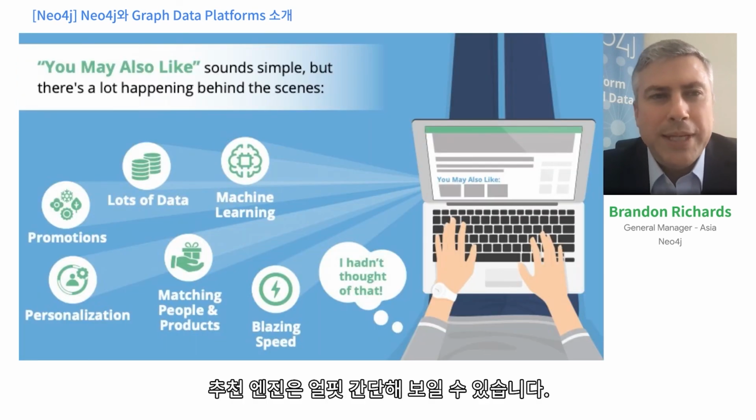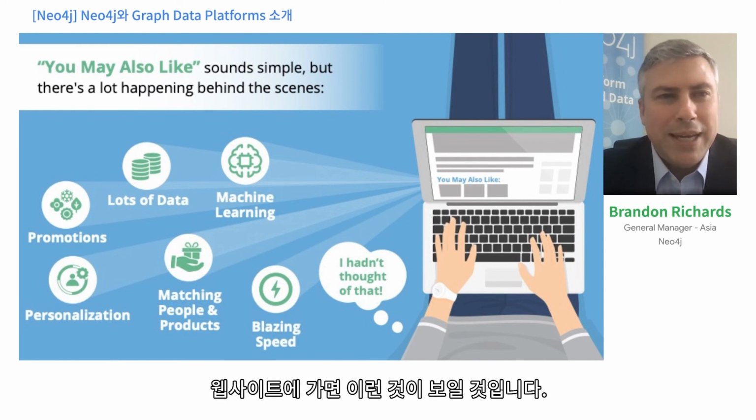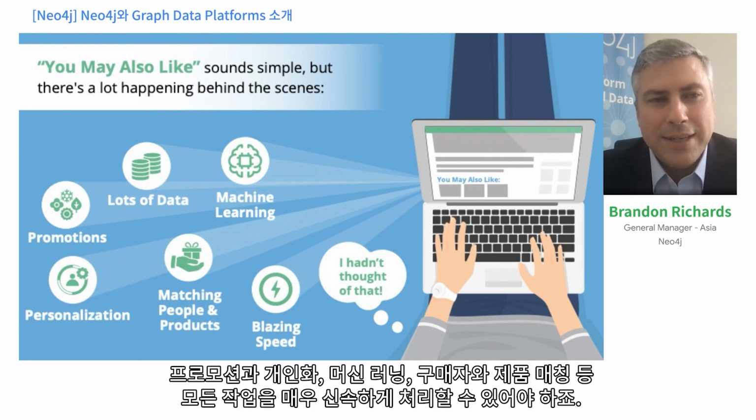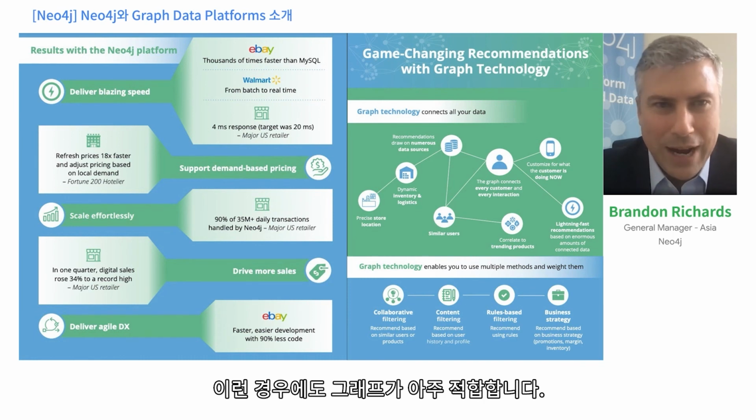As you can imagine, a recommendation engine may sound very simple. You go to a website and you may also like this if you're looking at what you're looking at. But there's a lot that goes into that. Things like promotions and personalization, machine learning, matching people and products. And you need to be able to do all of this in lightning speeds. So this is ideal for a graph.